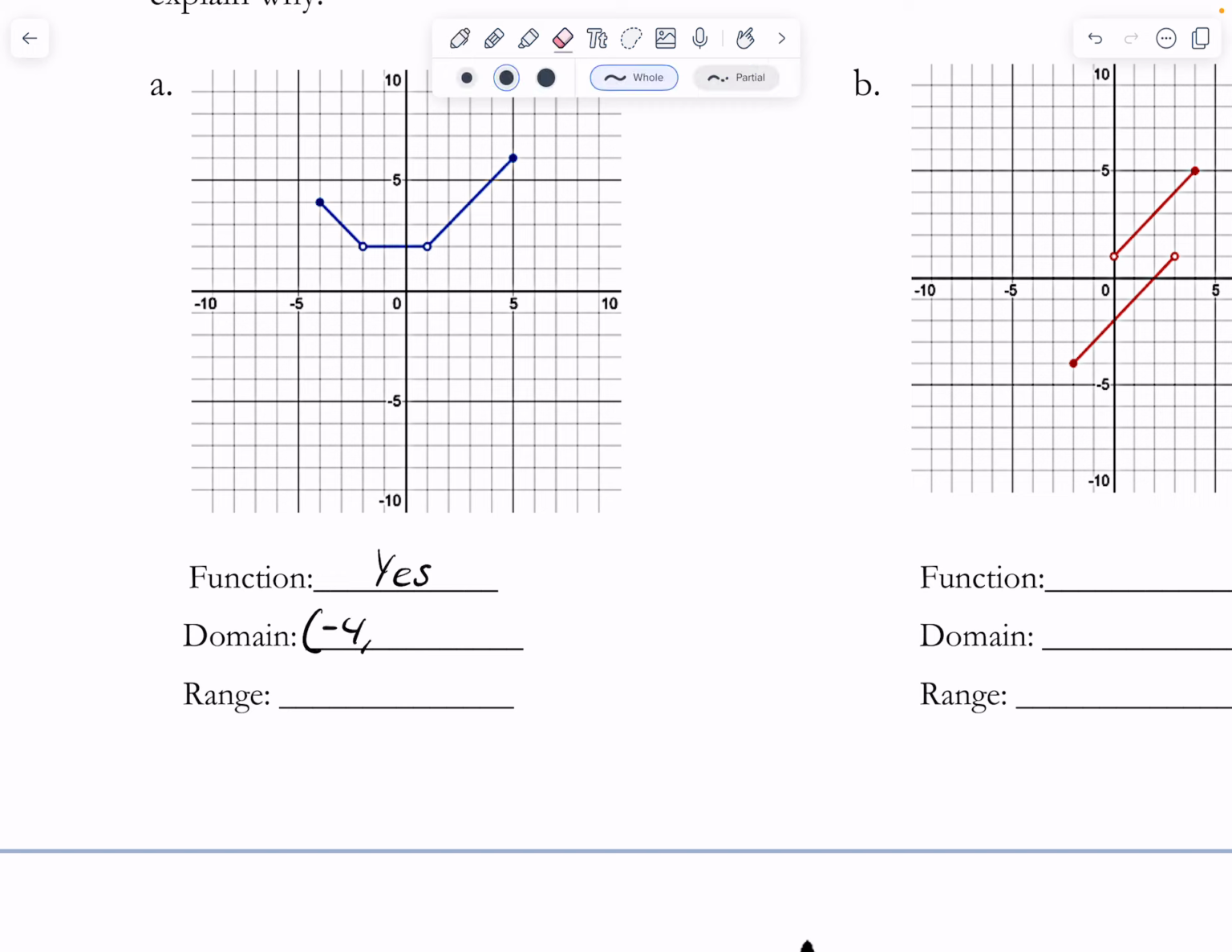And I'm not sure why I put a parentheses there. I apologize. That should be a bracket for negative 4. And then negative 2, though, is going to be a parentheses. It's not included. Then you use this little union symbol to show we're going to continue.